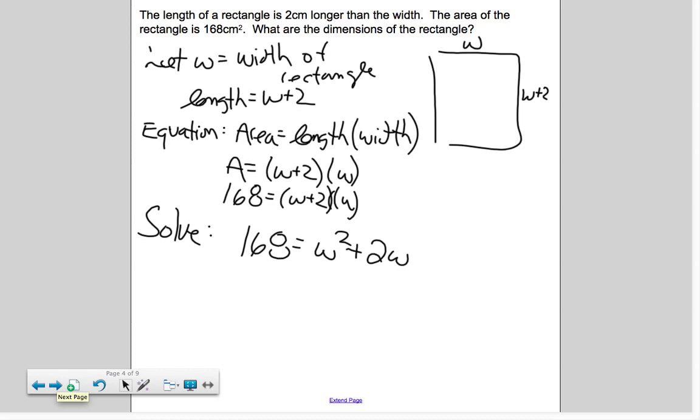How do we get this, take away one? Sorry, what was that, Dan? You multiply W plus 2 times W. How do we get the W squared? W times W gives you W squared, 2 times W gives 2W. So how do I get 0 on one side? Kenna? Yeah, so let's subtract 168 from both sides.